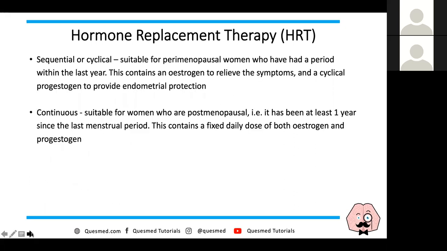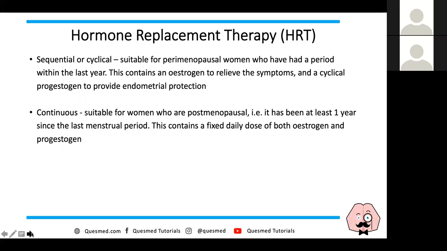Thinking about the regime that we want to use, we must consider when the woman's last period was. So if she's still having periods or if her last period was fairly recently, within the last year, we would normally prescribe HRT in a sequential or cyclical fashion. This way, the woman takes an estrogen every day and a cyclical progesterone to provide the endometrial protection. And the progesterone is only taken in the last 14 days of the cycle. So this means that women still have a regular and predictable monthly bleed.